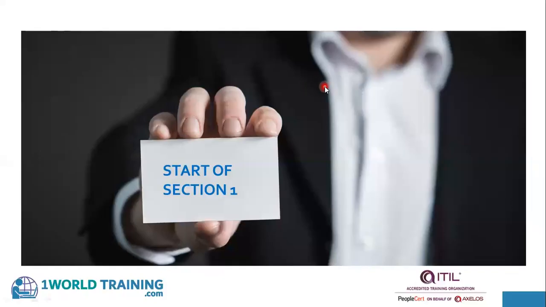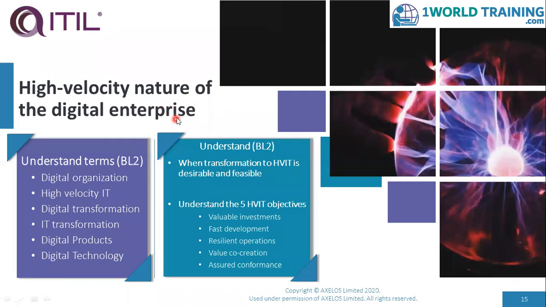We begin with section 1 of the high velocity IT course. In this section, we will focus on the high velocity nature of the digital enterprise. We will understand terms such as digital organization, high velocity IT, digital transformation, IT transformation, digital products, digital technology. Also understand when transformation to HVIT is desirable and feasible, because certain organizations may not want to switch to HVIT.